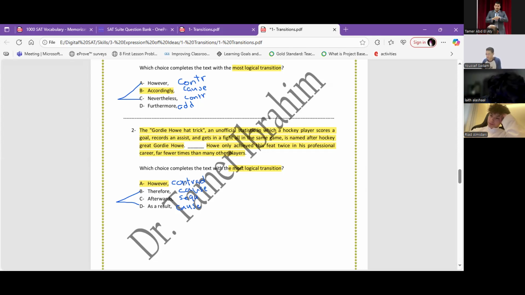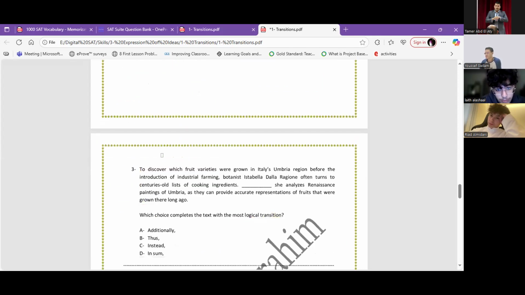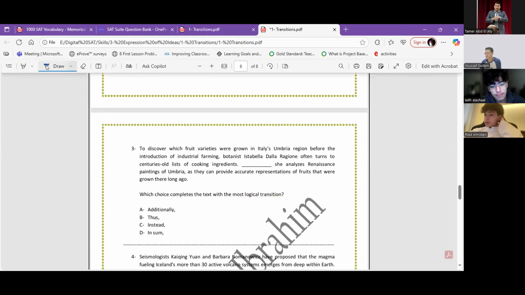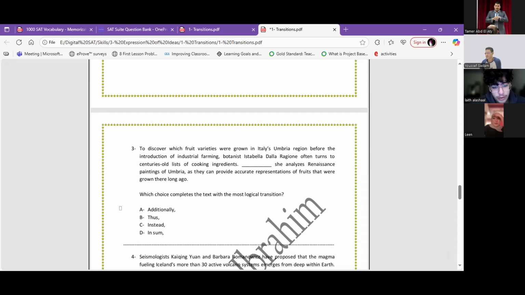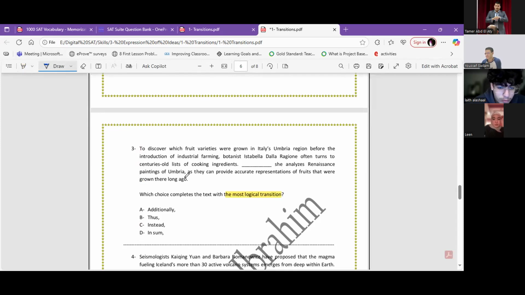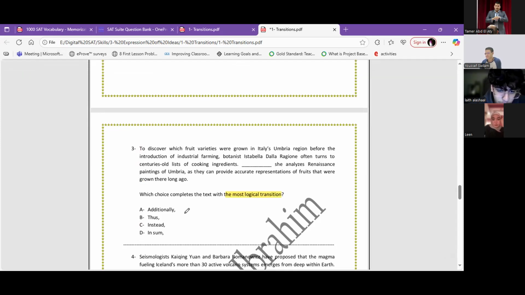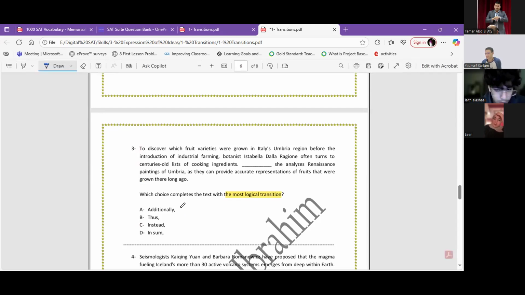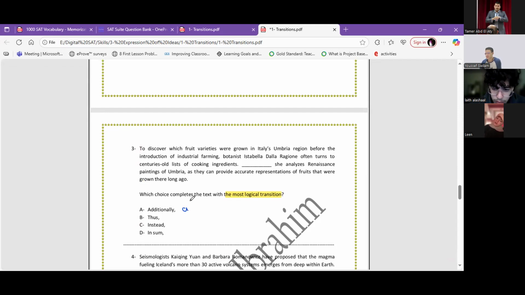Okay. Let's go to number 3. And he's gonna help me, Laith. How do you know that this question is transition, Laith? From the most logical transition. Okay. Additionally, is what, Laith? Cons, cons, no. Additionally means addition.